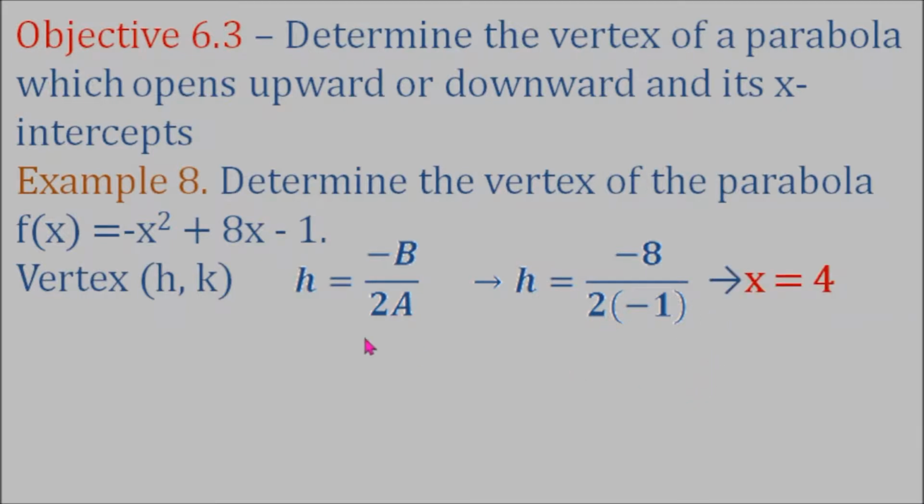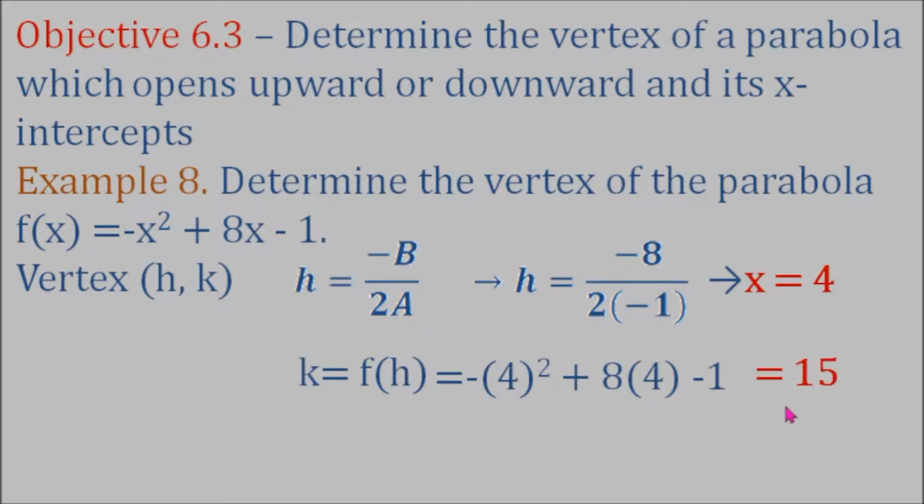And to find k, we are going to find f of h. So meaning to say, whatever we obtain for h, we are going to substitute that into all the x's we have in our function. So that's negative of 4 squared plus 8 times 4 minus 1. And simplifying this, it gives us 15. So the vertex has coordinates 4 and 15.